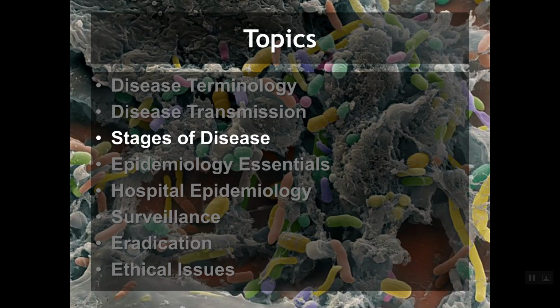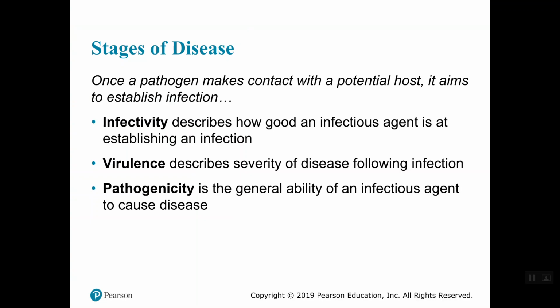All right, so let's move on to stages of disease. Once a pathogen makes contact with a potential host, its job then is to try to establish infection. Some pathogens are better at doing this than others, so we can actually use terms to describe that. Infectivity describes how good an infectious agent is at establishing an infection. If something has a high infectivity, that means they're pretty darn good at establishing infections. The infectivity is based off of virulence and pathogenicity.